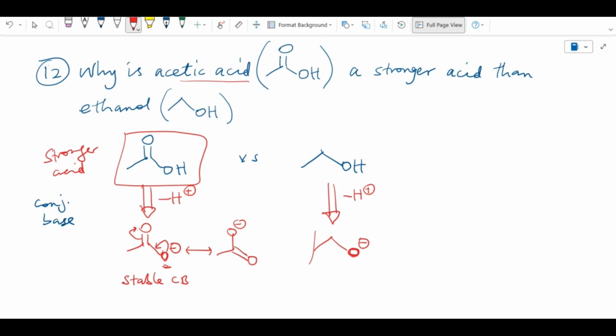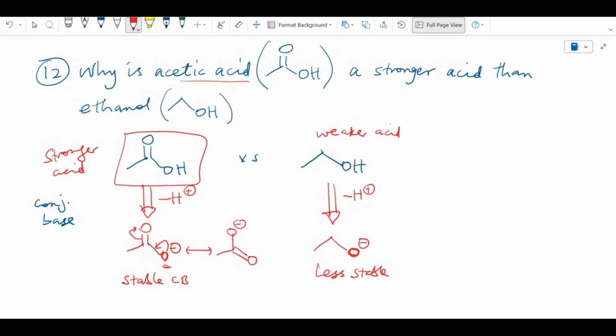In the case of this conjugate base, this cannot do resonance, so the negative charge is stuck on the oxygen. Since that conjugate base is less stable, this acid doesn't want to form that less stable conjugate base. Therefore, that acid will be considered the weaker acid.